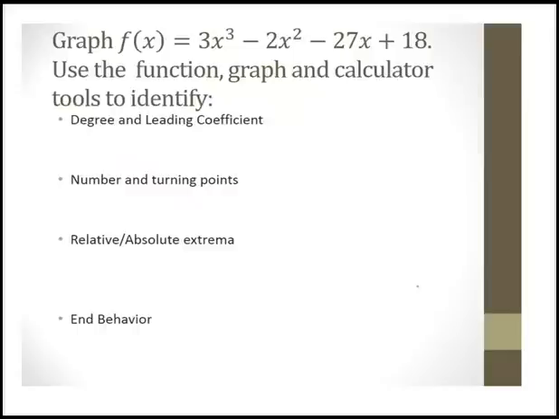Now we're going to look at some features of polynomial functions. So we're going to start by graphing a function, 3x cubed minus 2x squared minus 27x plus 18 on the calculator. We're going to use the function, the graph, and the calculator tools to identify some features. The degree and leading coefficient, we can identify those already. The number of turning points, location of the relative or absolute extrema, and end behavior. Alright, so let's go to the calculator.